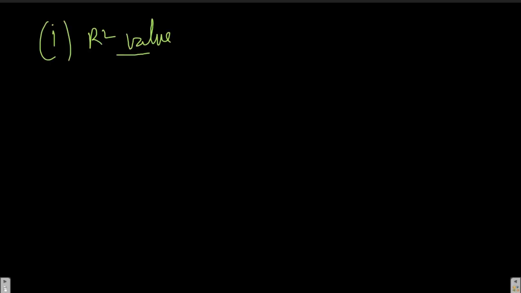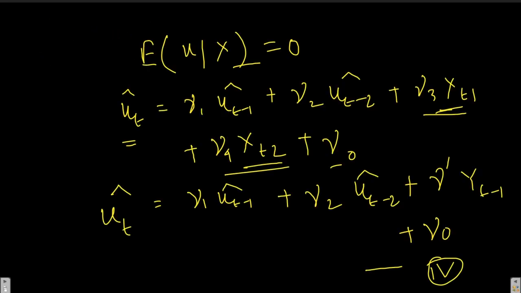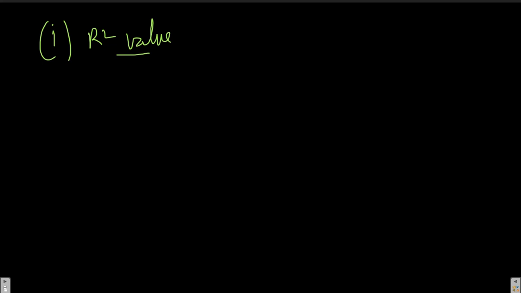So the independent variables are actually determining the dependent variable, and the independent variables are the previous period error terms or the lagged dependent variables. That would mean the autocorrelation is present in the model.